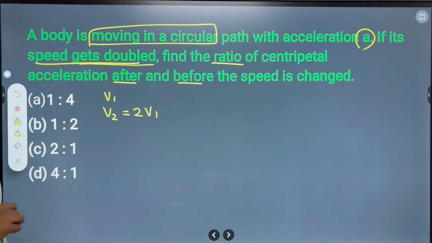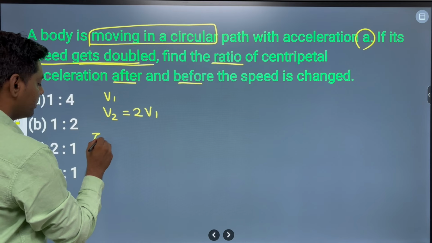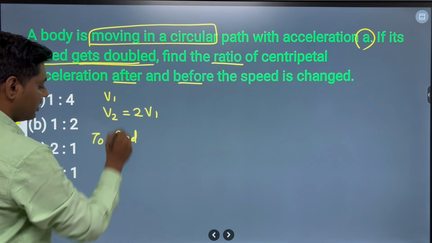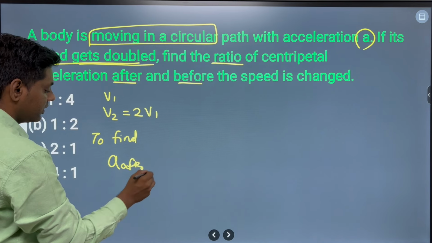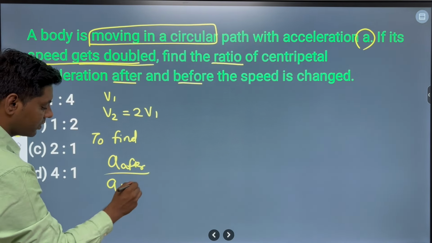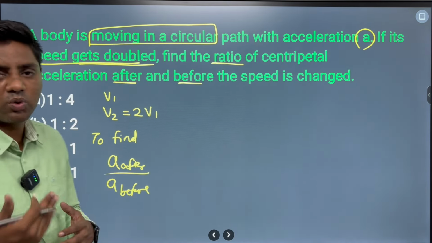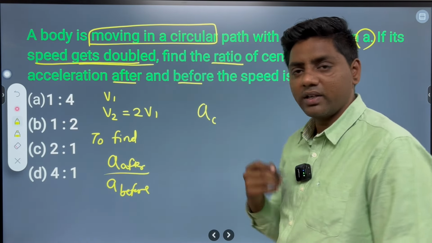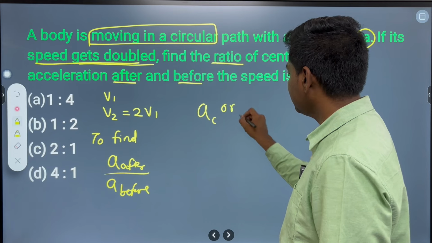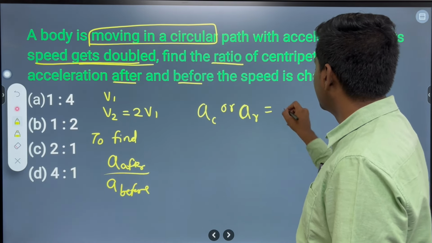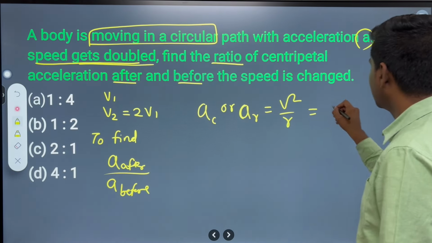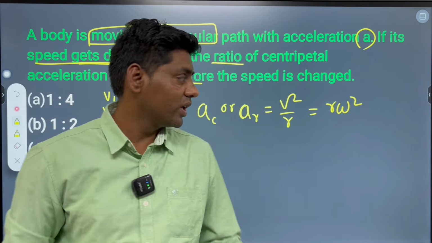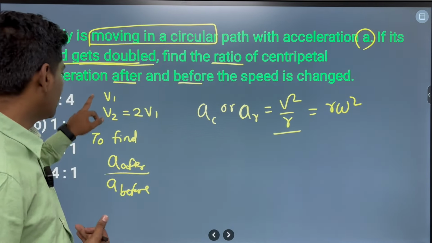So then what we have to calculate? We have to find centripetal acceleration after, then centripetal acceleration before. As we know, the formula of centripetal acceleration, denoted by letter a_c or a_r, is a equal to v square divided by r, or r omega square. So according to that we have to select the formula number first, because here the velocity is given.